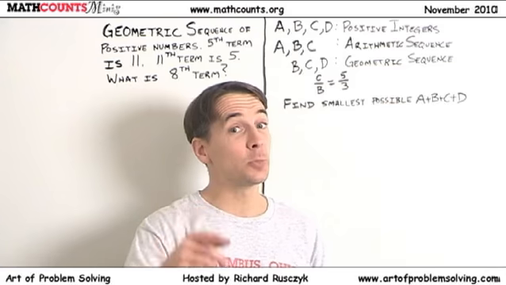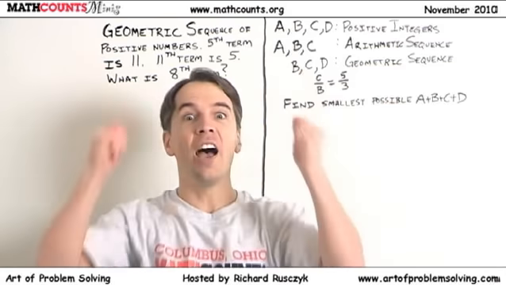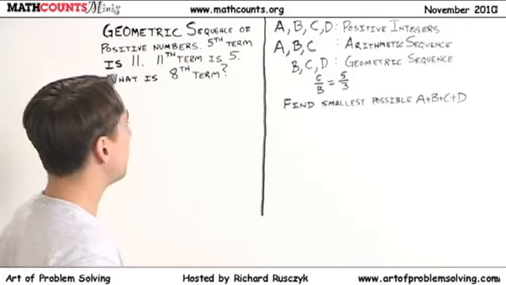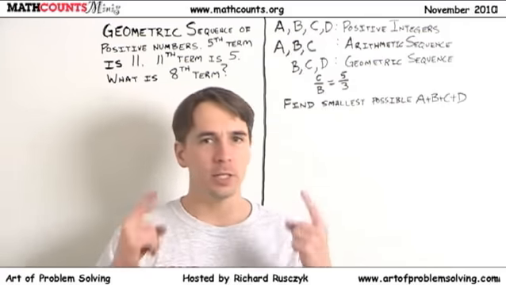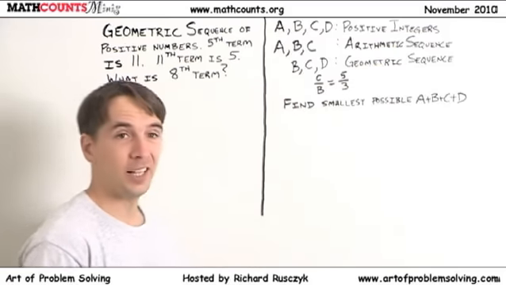Got 2 problems from the sprint round for you today, and you know what that means. Sprint round. We should be able to do these fast. Let's check these out. Start with the one on the left here, a geometric sequence of positive numbers. The 5th term is 11, and the 11th term is 5. And we have to find the 8th term.